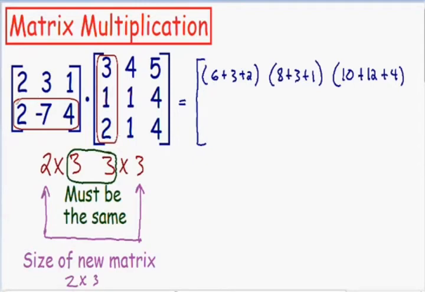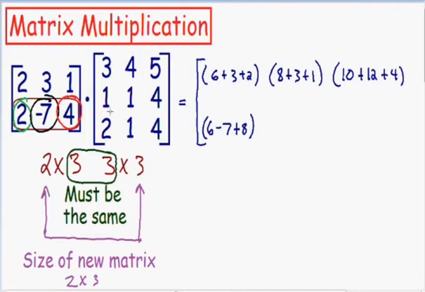And once again, I'm going to circle the first numbers in green, the second numbers in black, and the third numbers in red. And if we multiply the green numbers together, we have 2 times 3, which gives us a positive 6. And if we multiply the black numbers together, we have negative 7 times 1, which is just negative 7. And if we multiply the red numbers together, we have 4 times 2, which is positive 8. So now we have multiplied the second row by the first column.